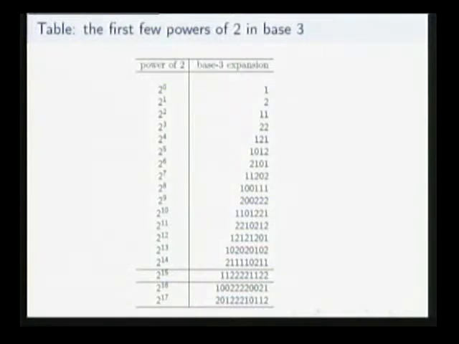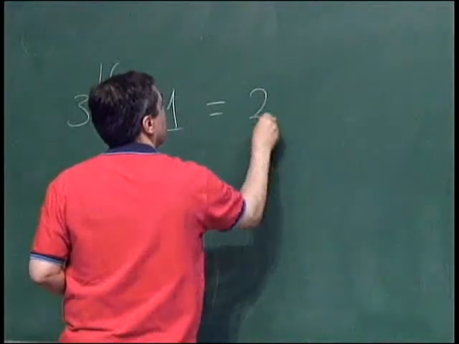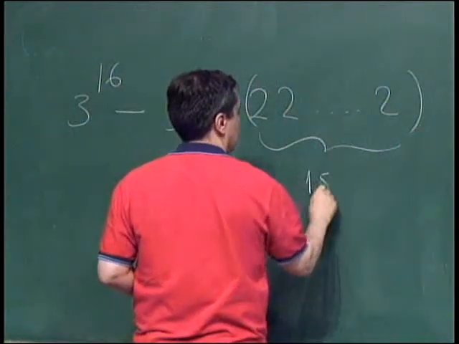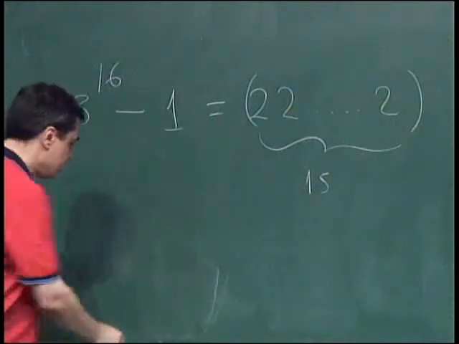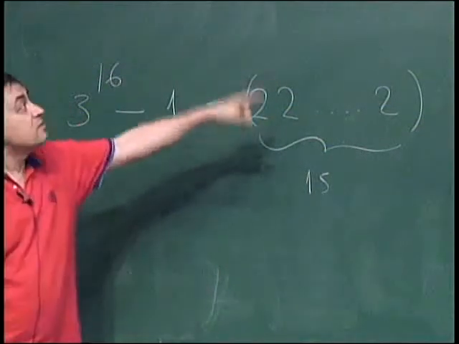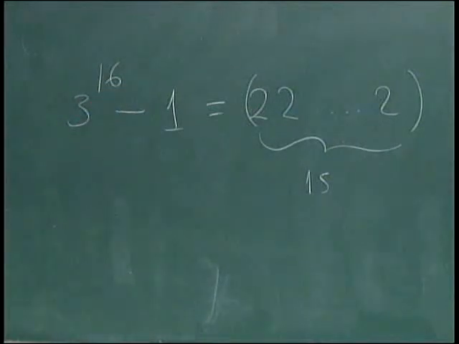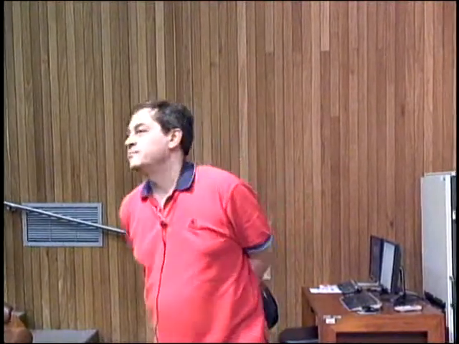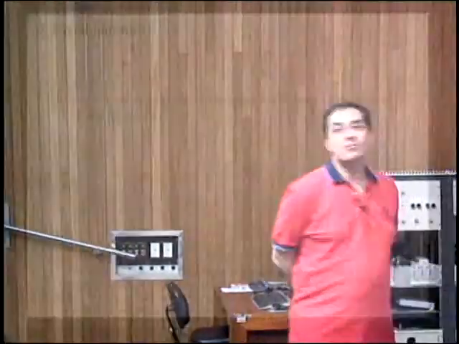If you take the number 3 to the 16 minus 1 and write it in base 3, you see a bunch of 2s. You see 15 2s here. The product of its digits is given by that number, and that number has persistence 2, so this one has persistence 3. And no one has ever found a number with persistence higher than that in base 3. All right, I'm going to skip a few things here.